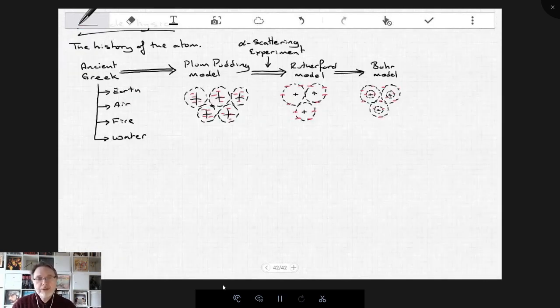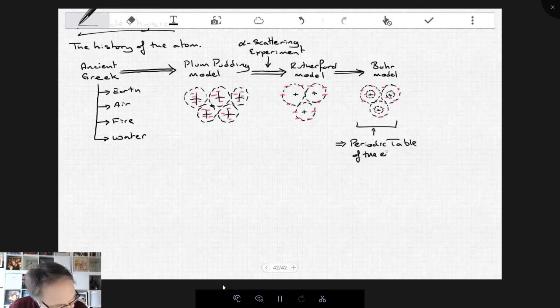Now, this idea of the atom started with this concept of something being indivisible. Today, we know that the atoms are not indivisible. The idea here is that this has led to the periodic table of the elements.